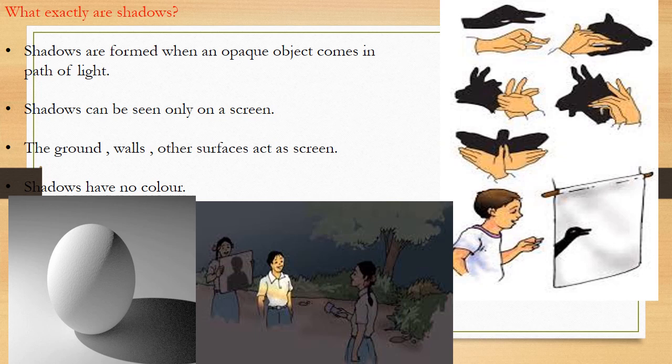Shadows do not have any color, right? If you keep a red color apple, no red color shadow is formed. The shadow is of the same color. It is dark, right?